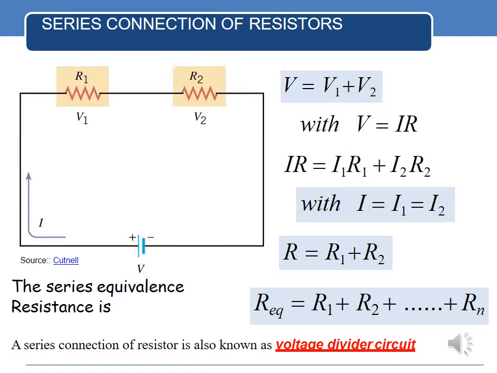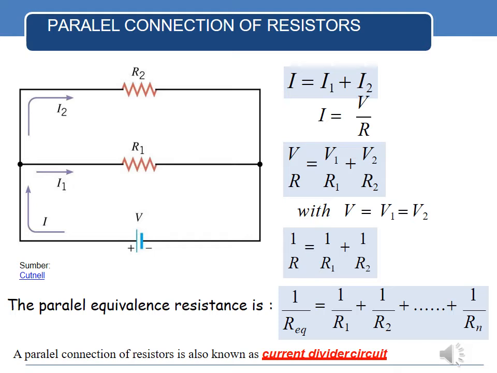If you have more, suppose until N, the equivalent resistance of a series connection of resistors is R1 plus R2 plus and so on plus Rn. A series connection of resistors is also known as a voltage divider circuit, since by having these resistors you have a different voltage at each point. You have V1 in R1 and you have V2 in R2.